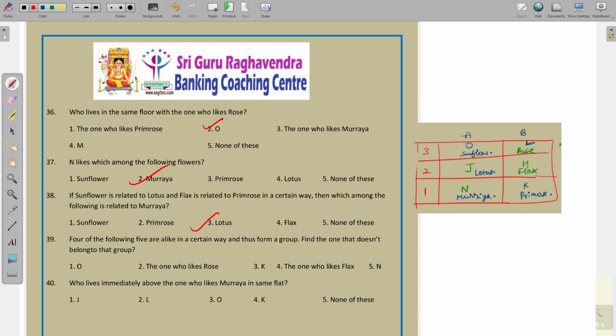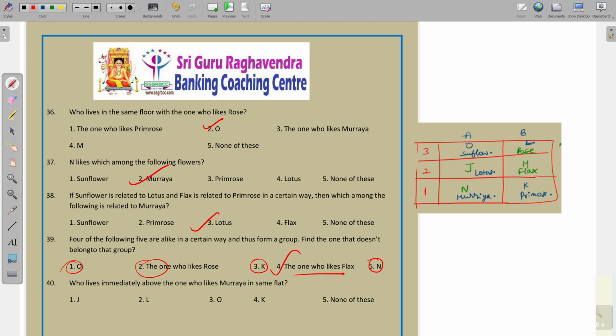Next, coming to the 39th question. 4 of the following 5 are alike in a certain way. Find which one doesn't belong in the group. So, O is on the topmost floor, and the one who likes rose is also on the topmost floor. And next, K is at the bottom, flax is in the middle, and N is at the bottom. So, bottom and top, and this one is the middle one. What is the odd one out? Option 4 is the answer.